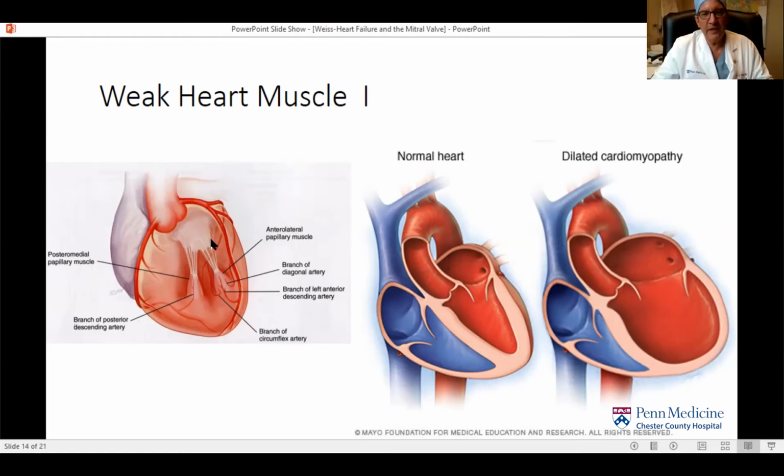And they are together. They're fairly close to each other. They're about 1 centimeter apart. So what happens if the heart dilates from a cardiomyopathy and it loses its pyramid shape and it becomes more spherical? That's the picture on the right. Those papillary muscles start to move apart.